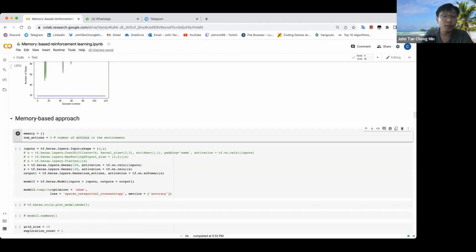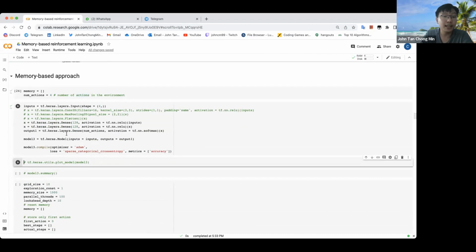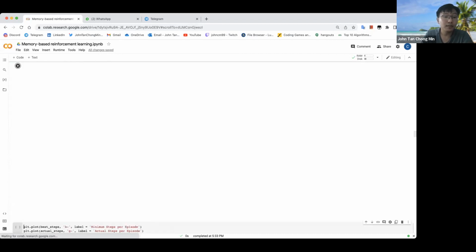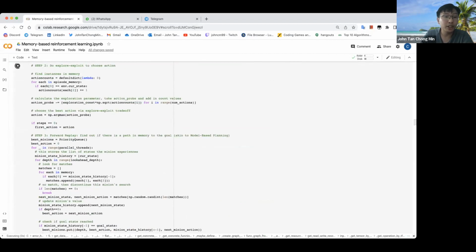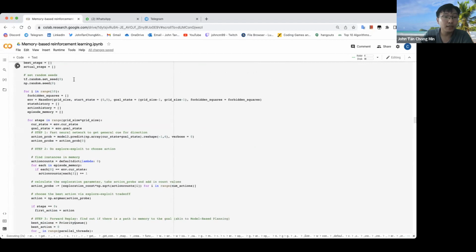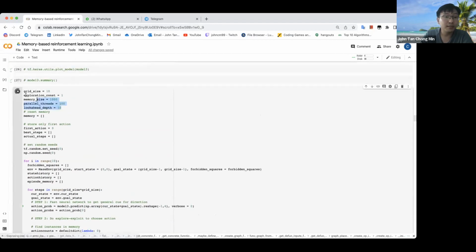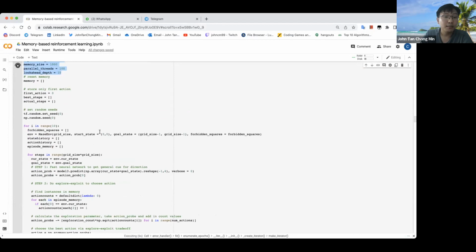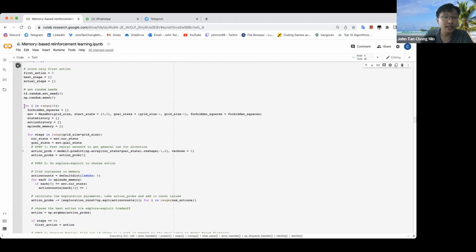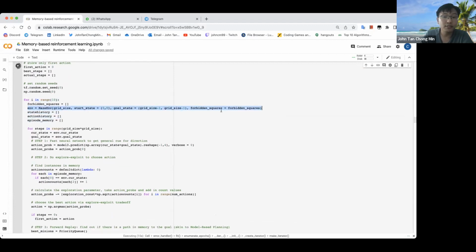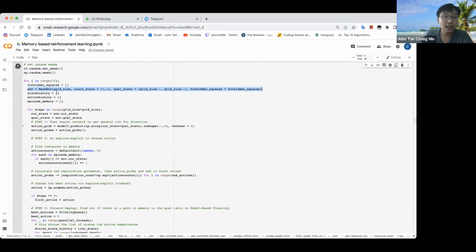So then we do the memory-based approach, which is basically the same thing that I showed you all earlier. Over here, I need to give some explanation. I have some parameters here. The first thing you need to know is the number of episodes that I do, like 10 episodes. I start with the environment here, with start state and goal state defined, and no forbidden squares. I store the state history, action history, and the episode memory.